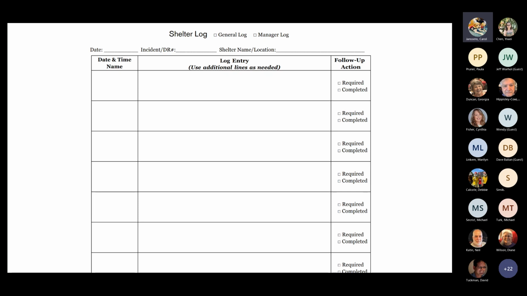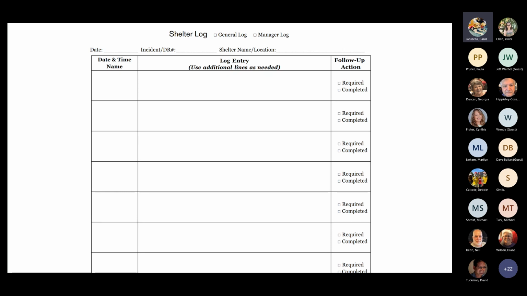And sometimes you might forget, when you change shifts, to give the information to the next shift. And this way, if it's logged, when they go and read it and you forgot to mention it, they have that information, and then they may just call you on it.